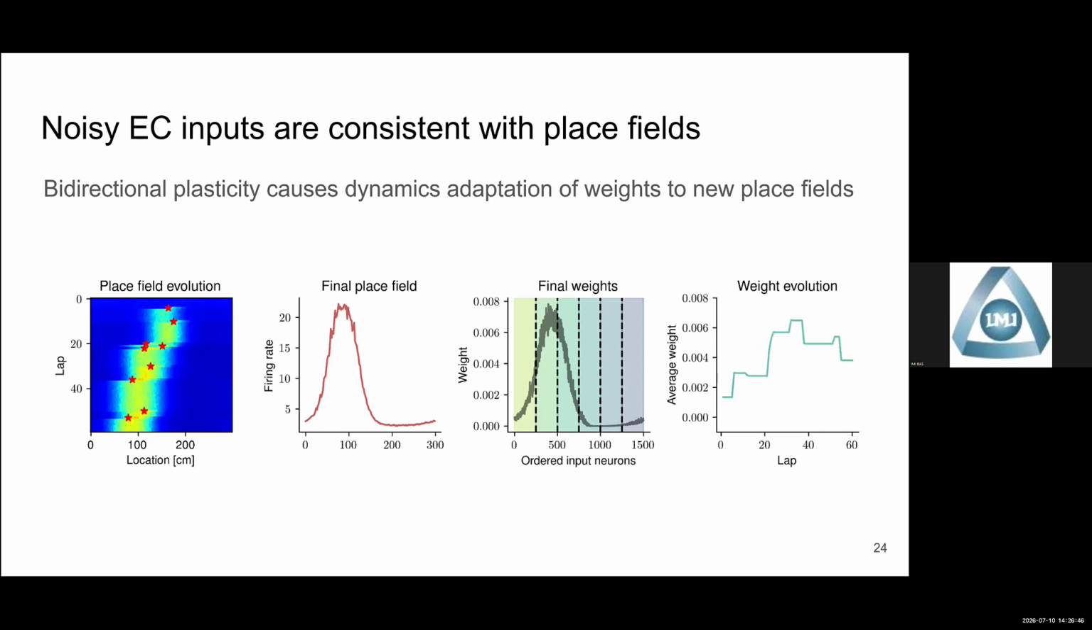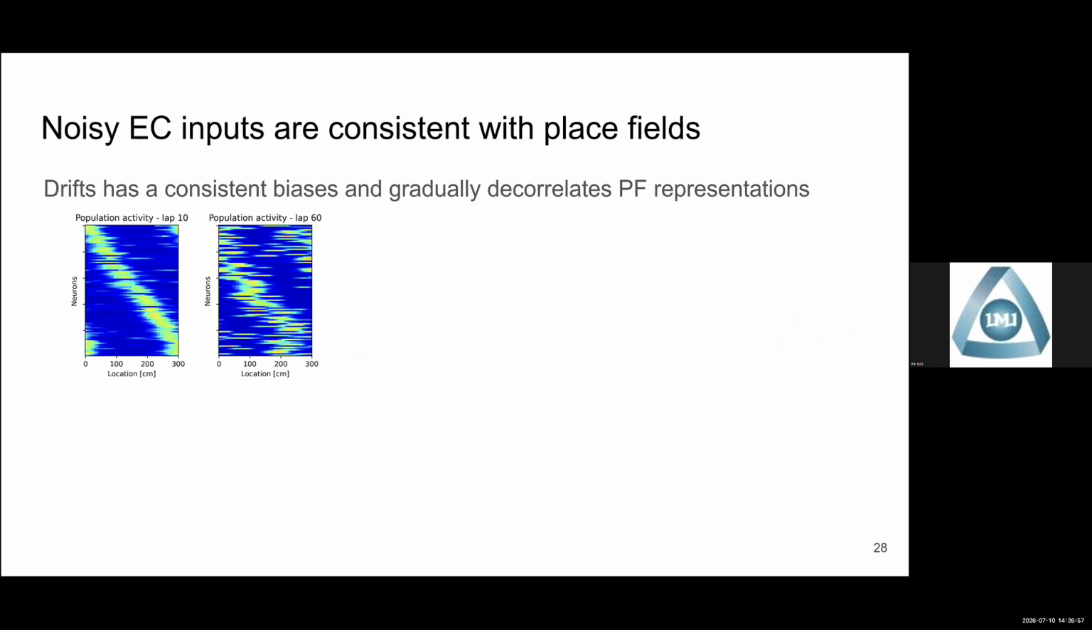Correct. Okay. And if we now look at the weight evolution, for example, this corresponds to this part here. They always are kind of high, and so on. So these are all the weights. The drift has a consistent bias that gradually decorrelates the place field representation. This is population activity at lap 10. This is population activity at lap 60, sorted the same way.